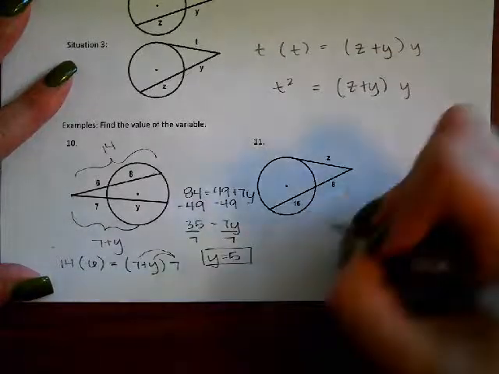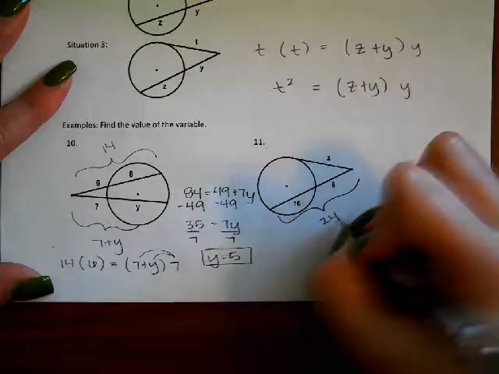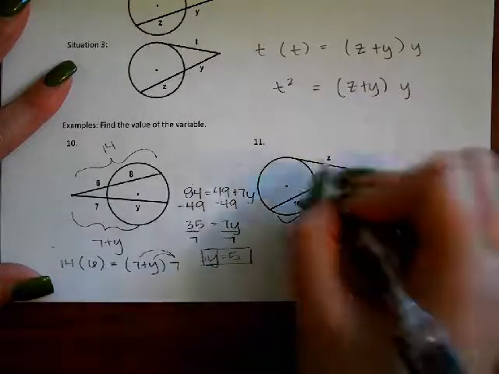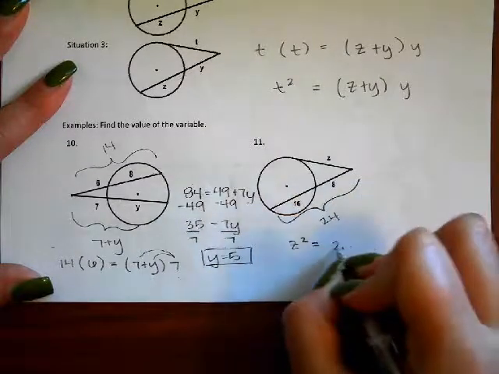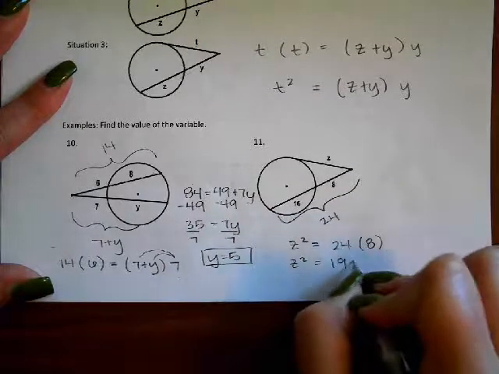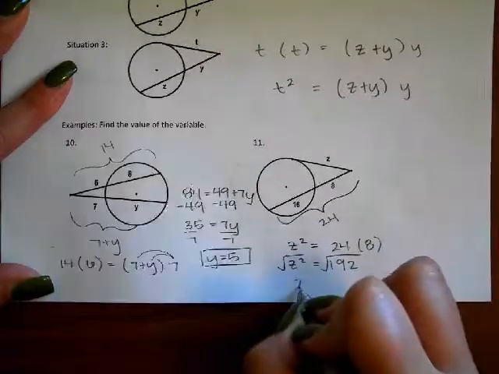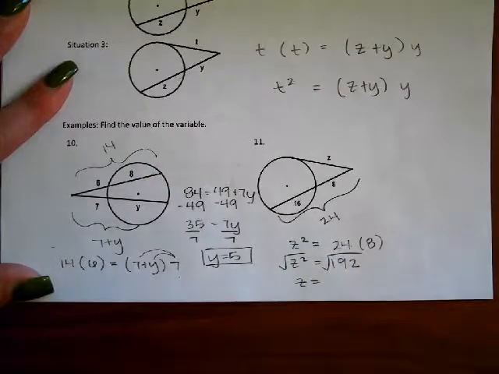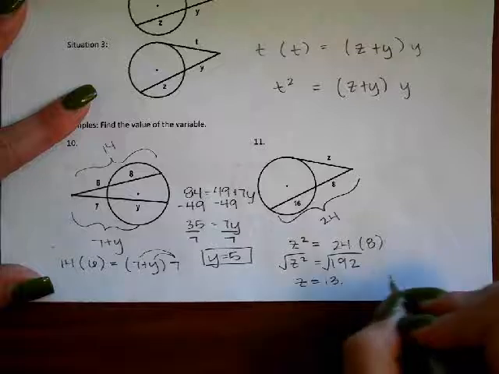All right, for this one, the entire length here, 16 plus 8, is 24. So we've got the entire length z times the outside z, or z squared, you can just say. Z squared equals the entire length, 24, times the piece on the outside, which is 8. Z squared equals 192. 24 times 8 is 192. Then we square root each side, so z equals the square root of 192. I'll square root it on my calculator. The square root of 192 is 13.856.